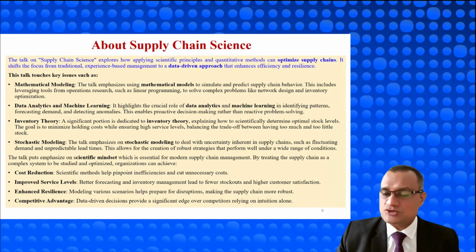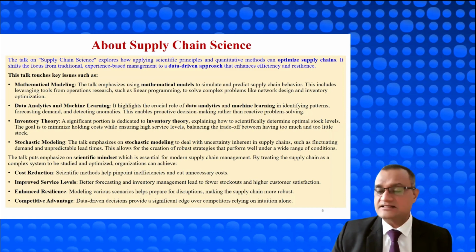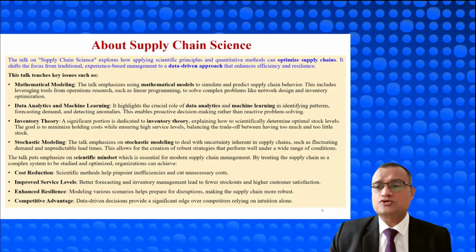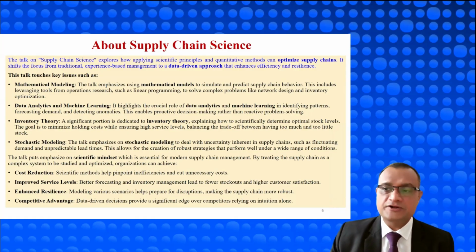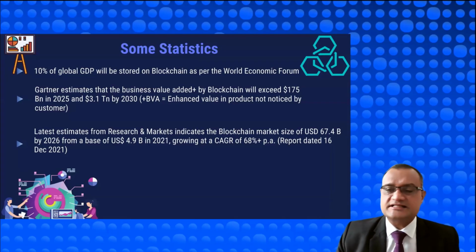Number one is cost reduction: drive out the inefficiencies across your supply chain and reduce the unnecessary cost. Improve service level, leading to customer satisfaction. Enhance resilience. There are a lot of disruptions, natural disasters, and geopolitical tensions, and you need to create a resilient supply chain and competitive advantage, so that the decisions are driven by a scientific, mathematical, algorithm based approach and not based on intuition alone.